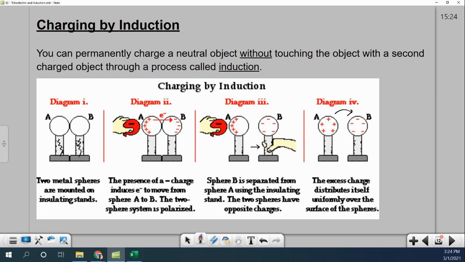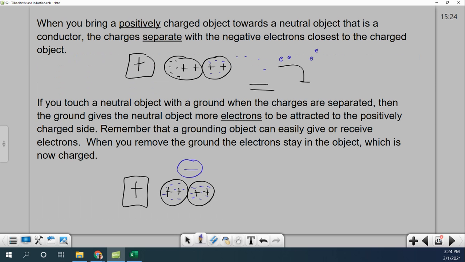Take a look at this one. I used a negatively charged object to create a positively charged object here. So whereas with conduction, whatever you touch, that's the charge you get. With induction, you actually form the opposite charge.